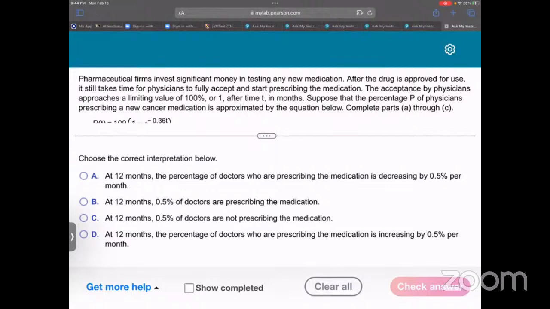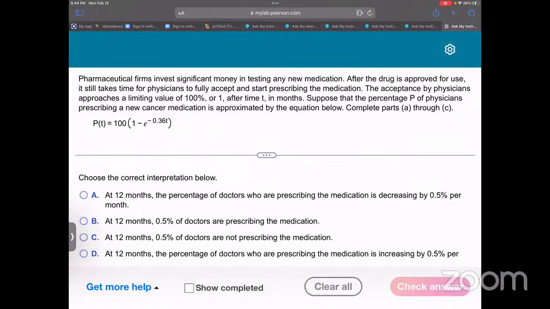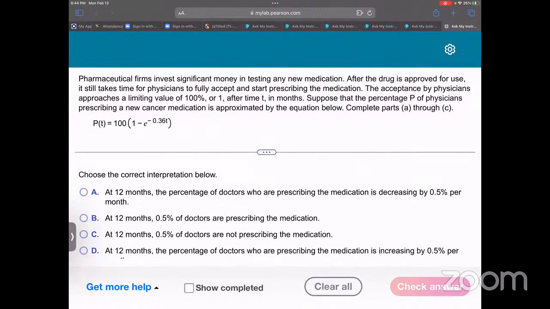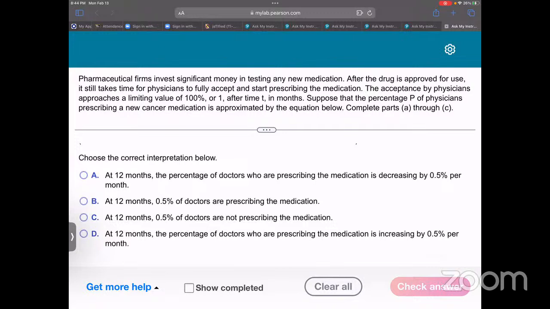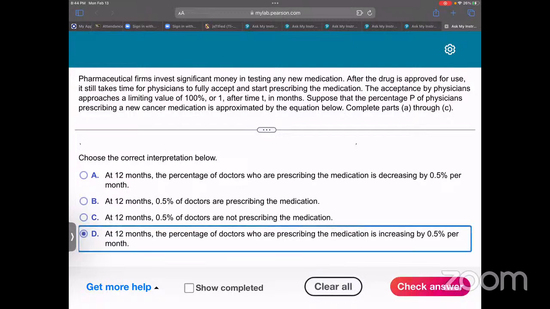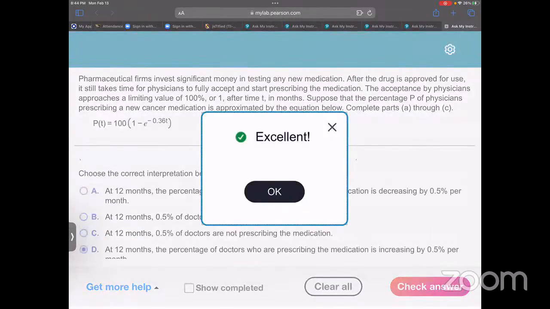T, let me see, what is T? T months, right? I'm thinking D. It's not decreasing. B and C, that's not what it is. It is increasing, right? So we're going to go with D. Okay. Let's keep going.